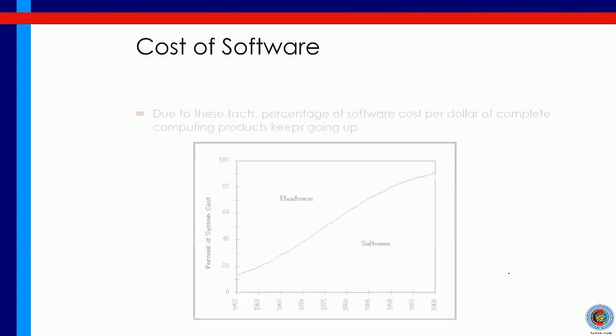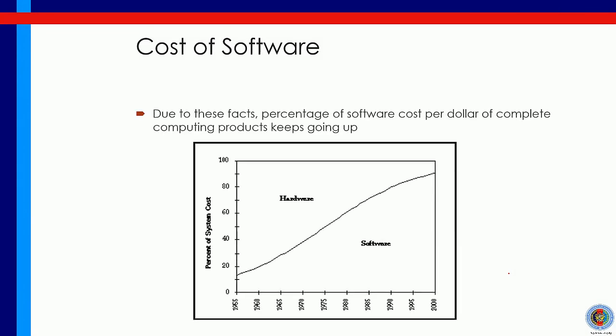We can view the change in software cost over the course of 45 years, according to this graph. Somewhere in 1955, if you have a fully working computing system, only around 10% is the cost of software. 90% will be that of hardware. But by the early part of this millennium, when you have a fully working computing system, now 90% of the cost of that computing system is actually due to software costs.